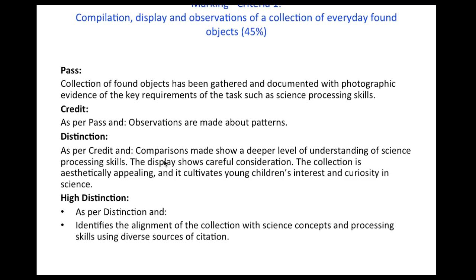So criteria 1 focuses on the collection of objects and the consequent reflection and analysis. You'll link this to the science processing skills such as observing, sorting, classifying, predicting, experimenting, communicating. This will all need to be linked with good references throughout.